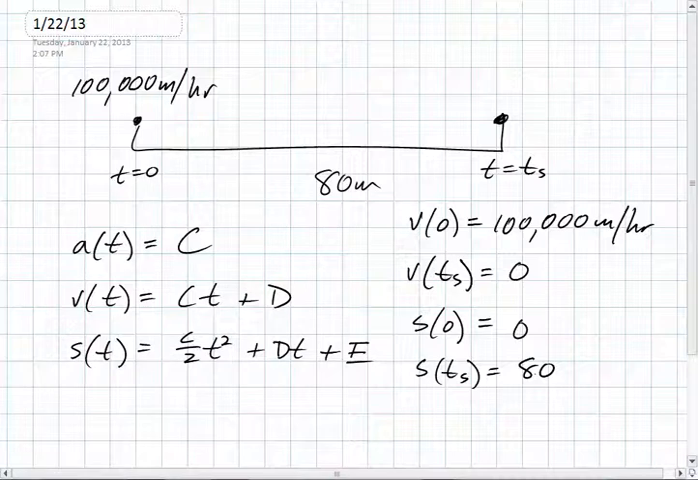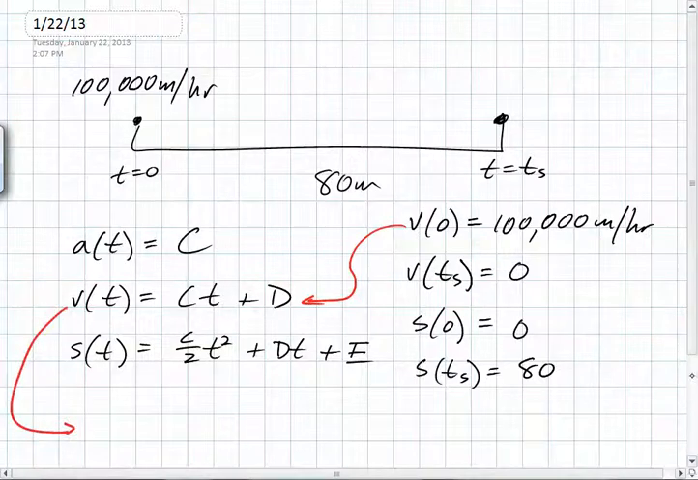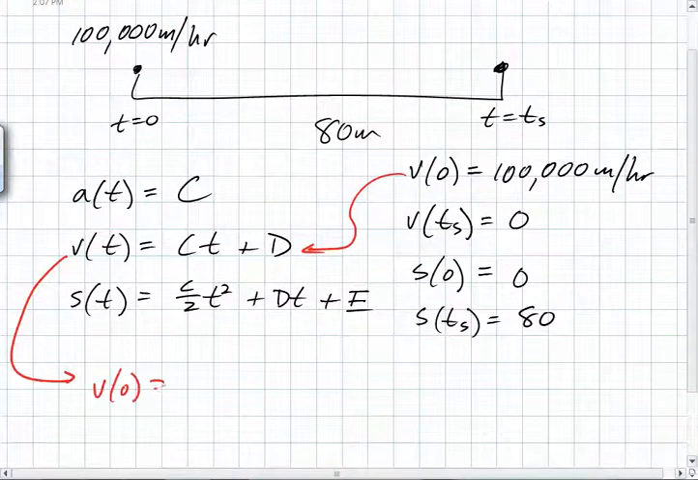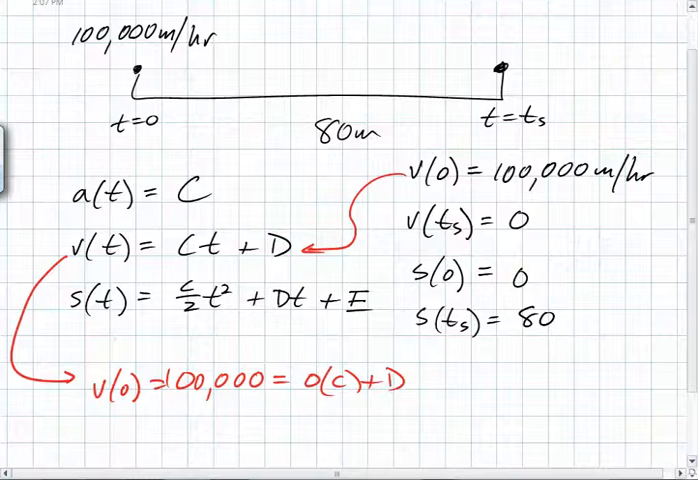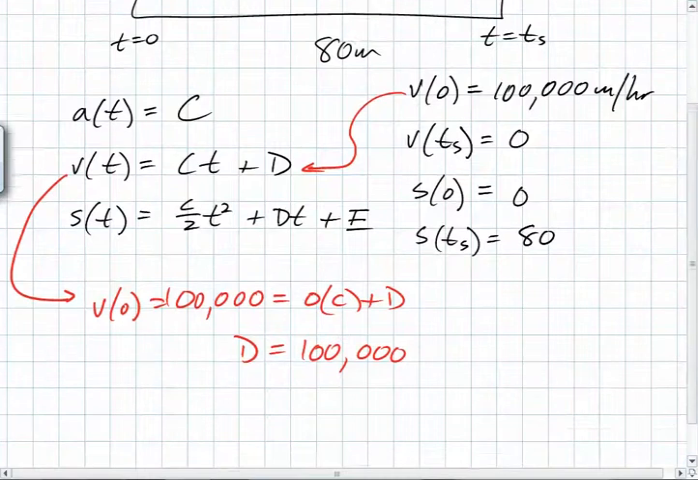So you know the velocity at time 0 is 100,000. So where can you plug that in? You plug it into the velocity. So you know that v of 0 is 100,000, but that has to equal what? 0 times c plus d. So what does d equal? 100,000. So now once you have d, what's your new velocity function? V of t is equal to ct plus what?